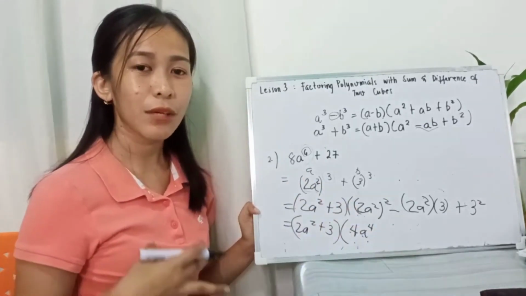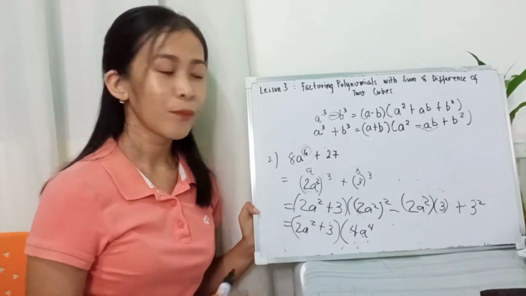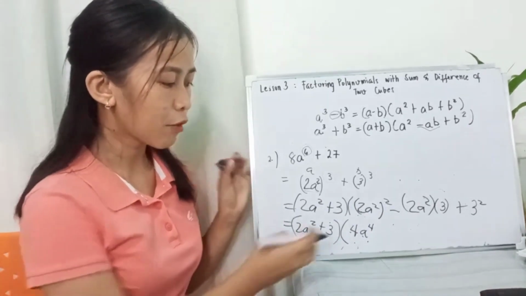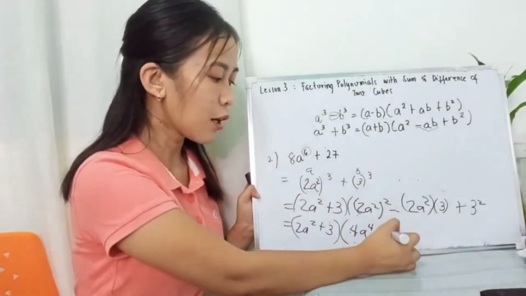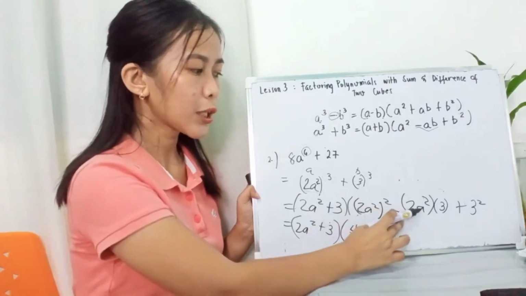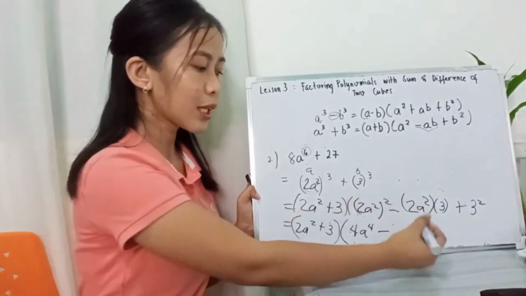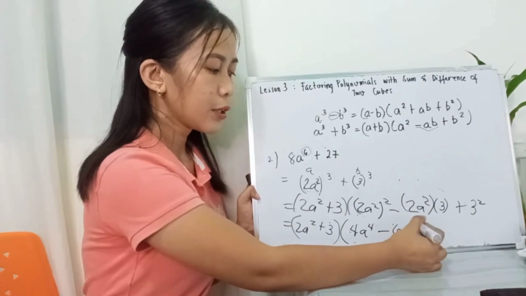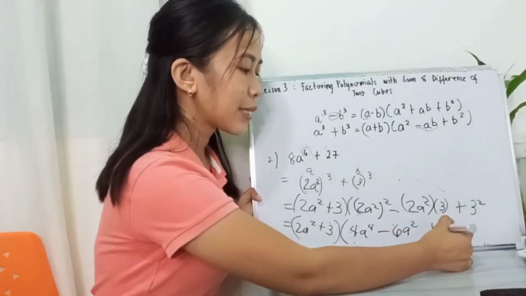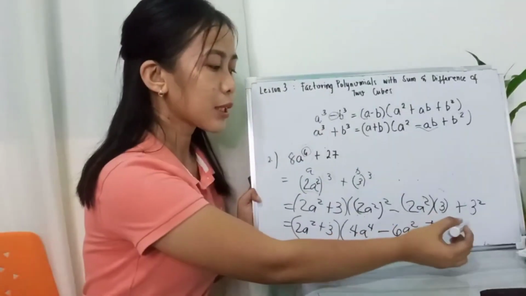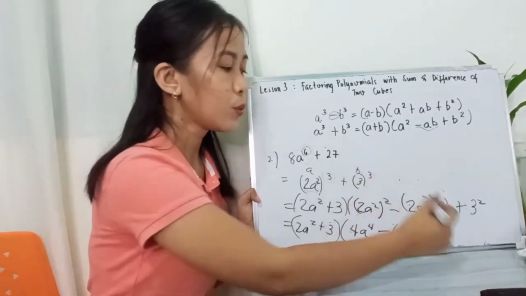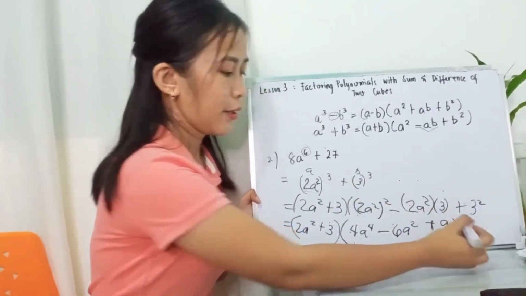So, kailangan marunong din kayo sa law of exponent, no? So, this is sa power rule. Yan. Next, we have subtract 2a squared times 3. That is 6a squared. Okay? And then, plus 3 times 3 kasi we have 3 raised to 2. Of course, that is 9.